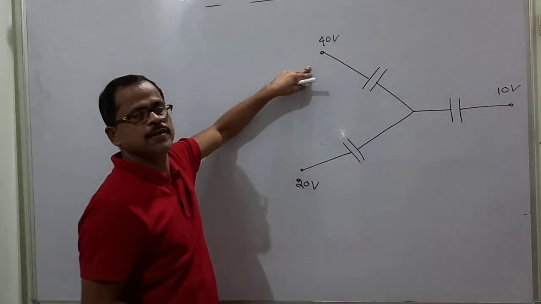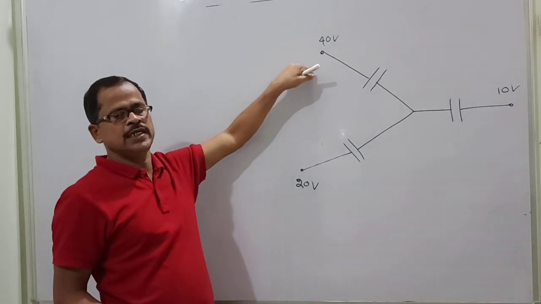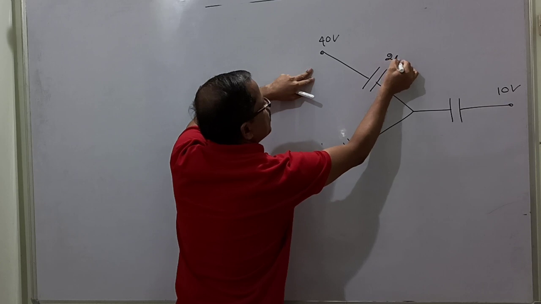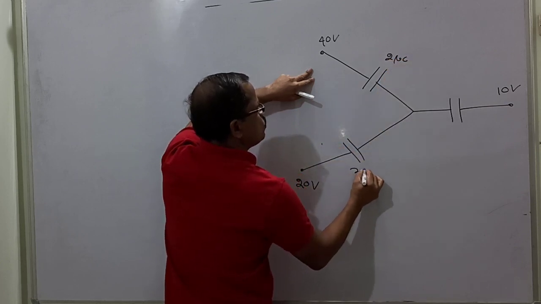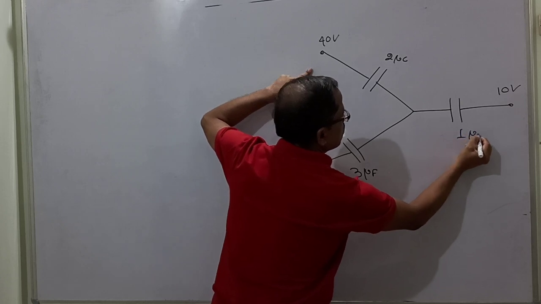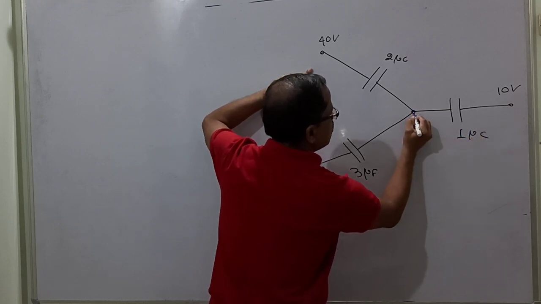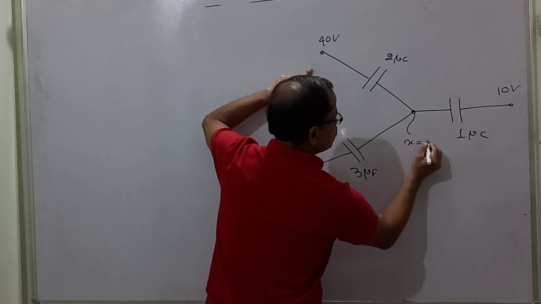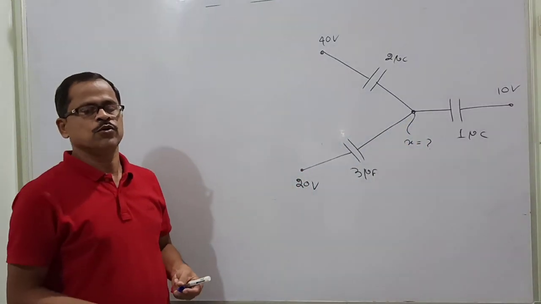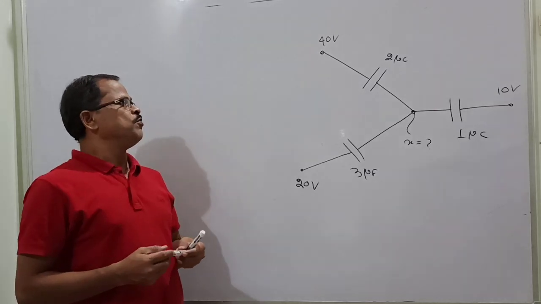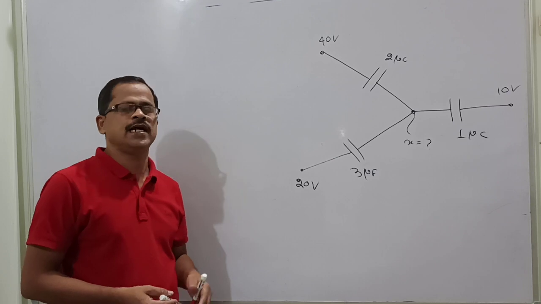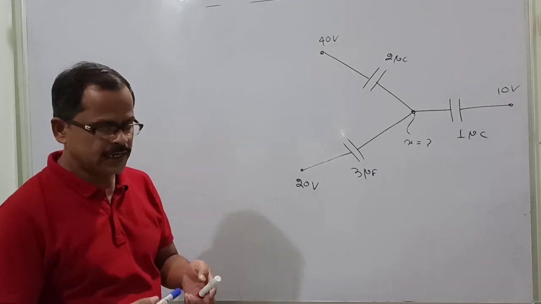Let three terminals be given, with potentials 40, 20, and 10. The capacitance of the capacitors is 2 microfarad, 3 microfarad, and 1 microfarad. And I have to find out the potential of this point. That is the question. Same method, same pattern. So what is the potential of this junction? Very important problem. Maximum time it is asked in the examination, frequently coming in different examinations.